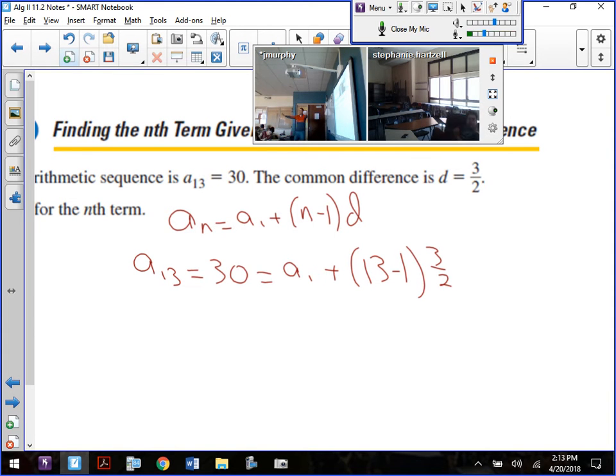Ready? 13 subtract 1. I think you're right. It is 12. Yes. So 3 halves of 12. Let's see here. That means it's 12 divided by 2, which is 6, multiply that by 3, you get 18. So 30 equals something plus 18.